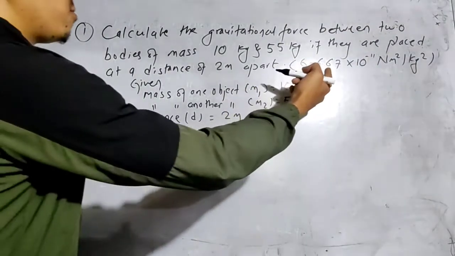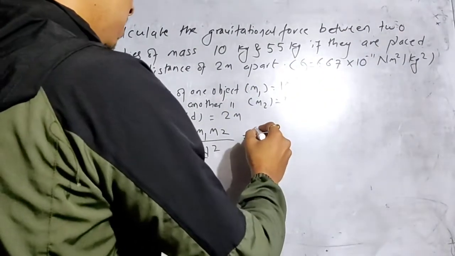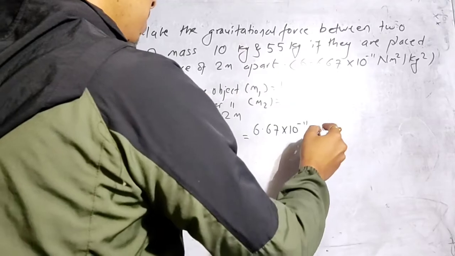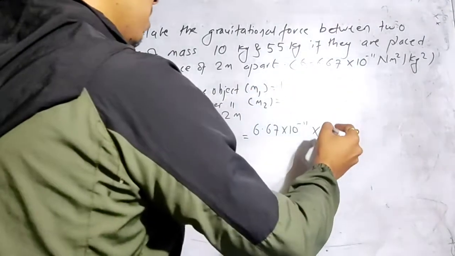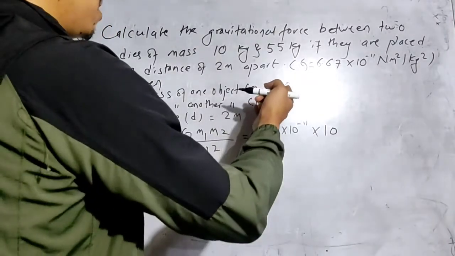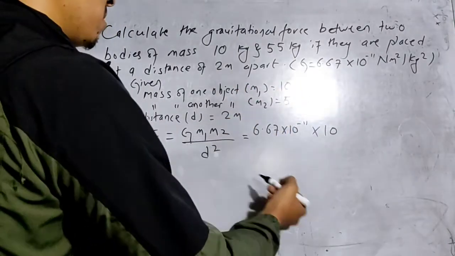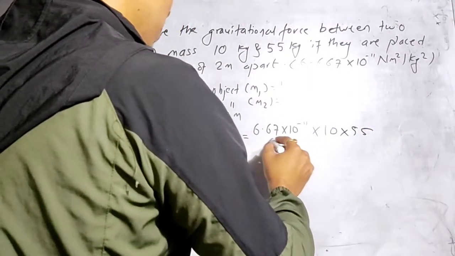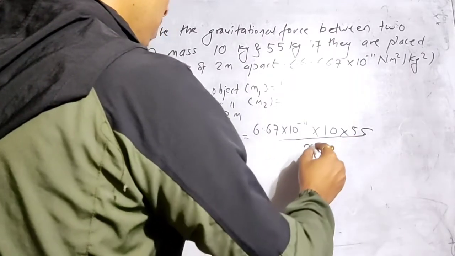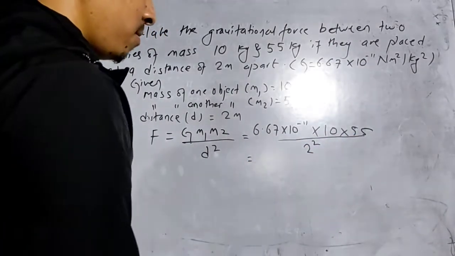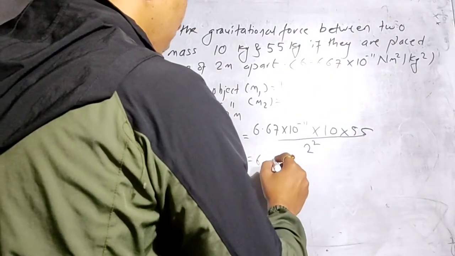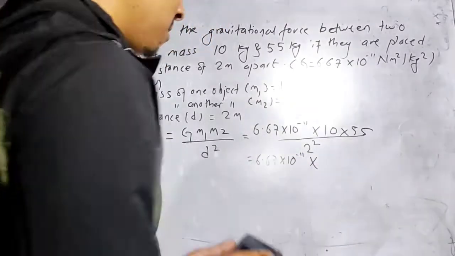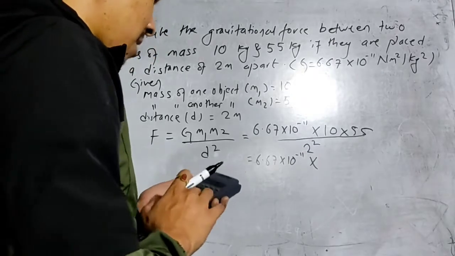Now simply we can substitute this value here. That is 6.67 into 10 to the power minus 11 into, now mass 1 is 10 kg. We don't have to convert because they are already in SI units, kg and meter. Mass 2 is 55, then we should divide that by the square of 2. Now 10 into 55, what is that? That is 550.